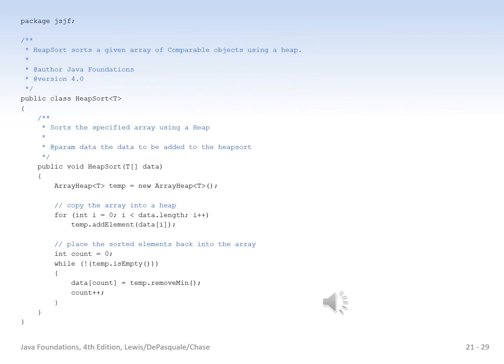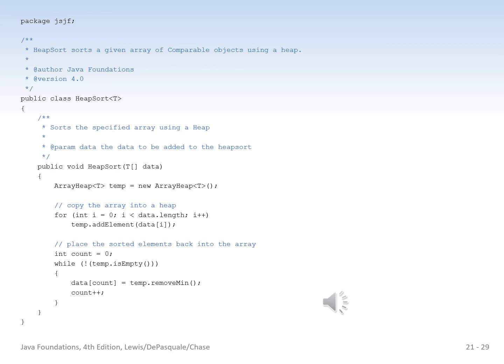Here is the source code, the source code for the public class heap sort that implements the generic data type T. And in the example I have, we're going to use a contact list, an object that contains, I believe it's last name, first name, and, well, we'll see in a second. There's some other element, I can't recall.